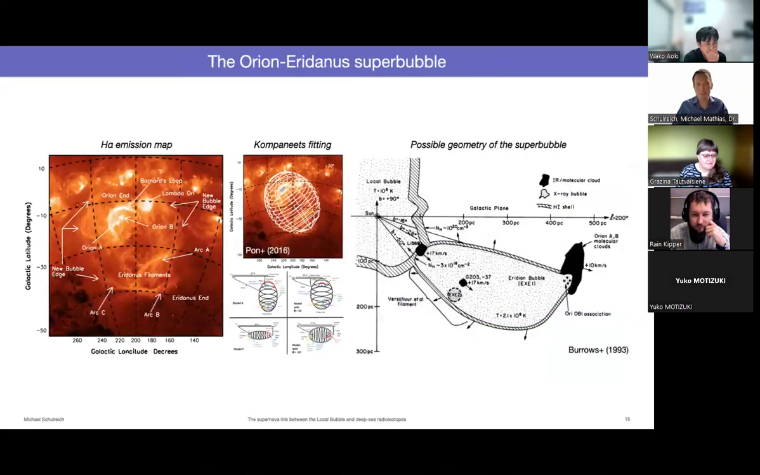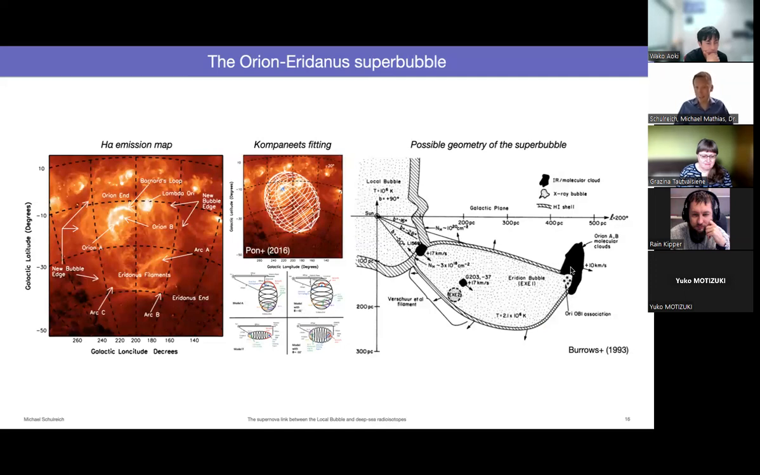And a very promising candidate in this context is the Orion-Eridanus superbubble, which is also the closest superbubble to the Sun. There's still no agreement in the literature about its exact geometry, but many observations suggest that its long axis is nearly parallel to the galactic plane, with its near end about 200 parsecs away from the Sun, and its far end somewhere around Orion.